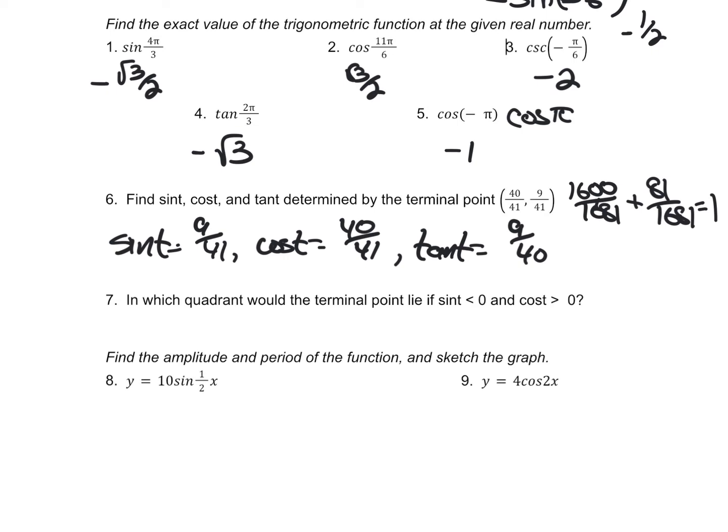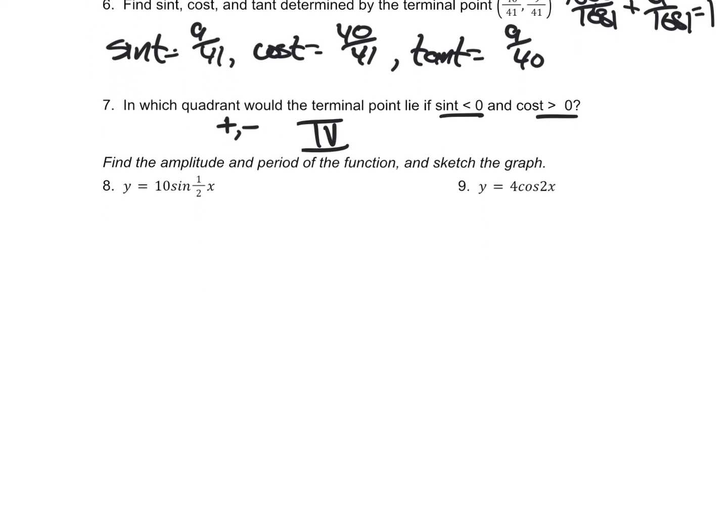Number 7, which quadrant would the terminal point be if sine is negative and cosine is positive? That means cosine positive, sine negative, which means you would go right and down, which puts you in quadrant 4.